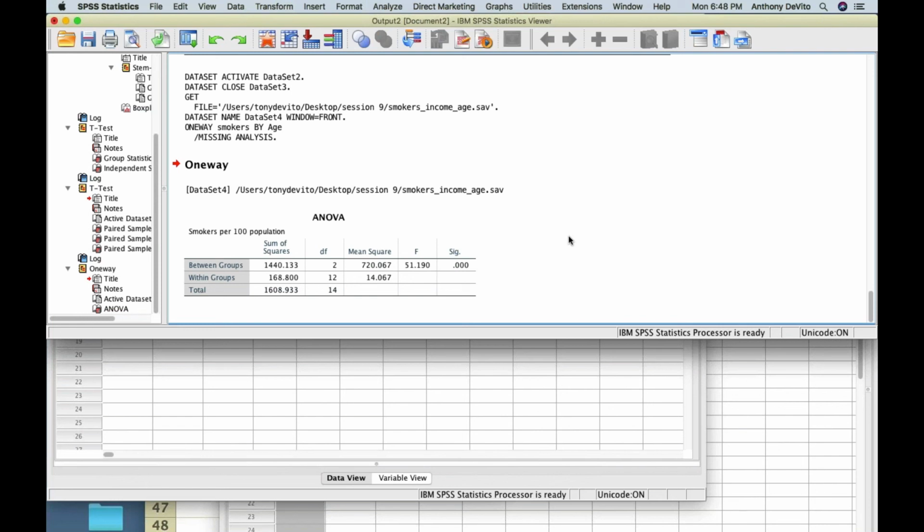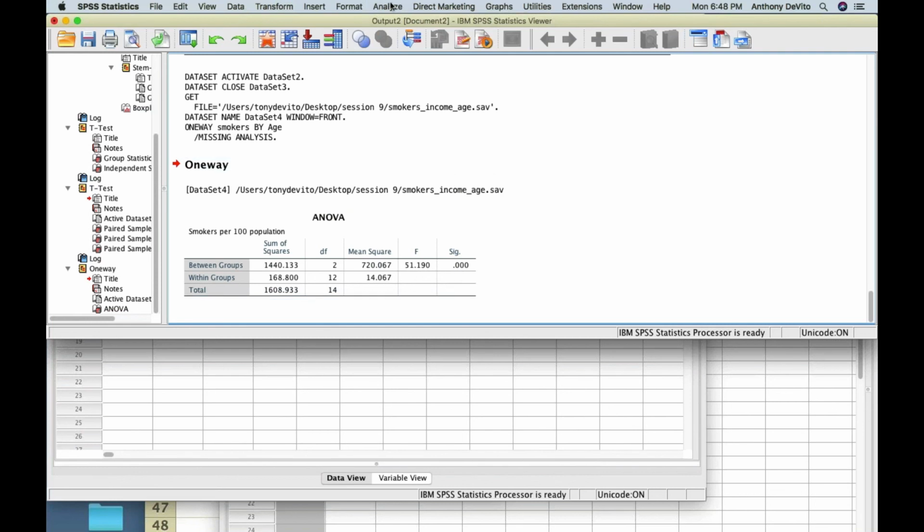In order to determine that, I need to run tests after I've determined I can reject the null hypothesis. If this came up to be bigger than 0.05, I failed to reject the null hypothesis. I'm done. I can't go on to post hoc tests. If this comes out to less than 0.05, well, now I can go on to post hoc tests.